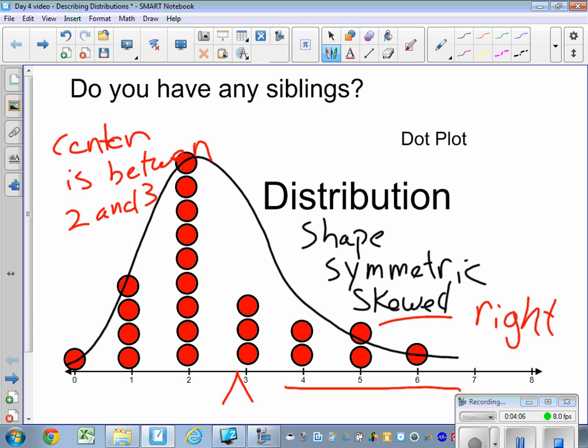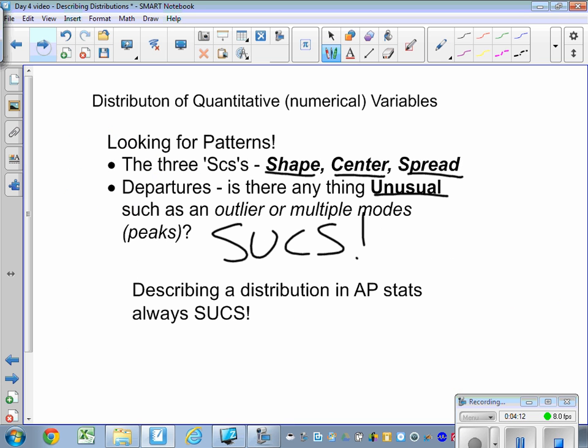All right, so we got a center, we got a shape, spread. For now, spread's going to be a little tough for you guys because we haven't learned our measures of spread. You may have learned them in Algebra 2, but we'll definitely learn them in the next video, which is IQR and standard deviation. But for now, just trust me, you're going to have to describe the spread. And then, is there anything unusual?